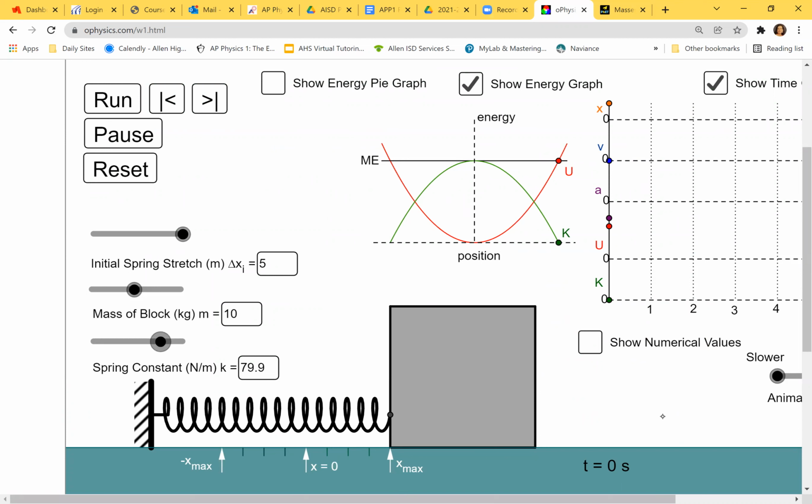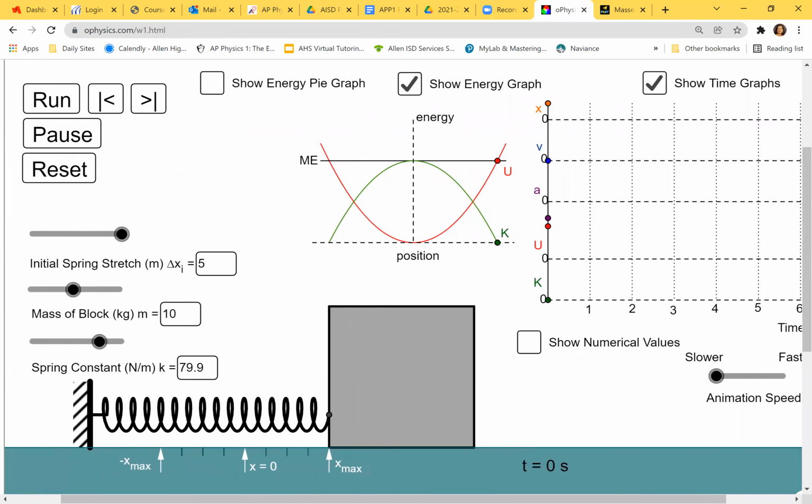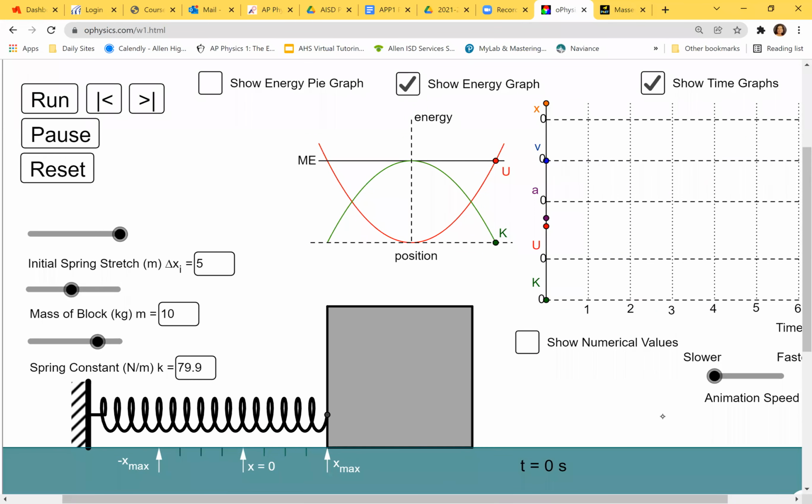Okay. And so what we're gonna do here, I can control the speed. I've got it on the slowest here. And so we've got a spring and I chose the simulation that puts it on a horizontal tabletop. And somewhere in here, it says it's frictionless. So don't worry about any energy losses. We're gonna retain whatever energy we have.